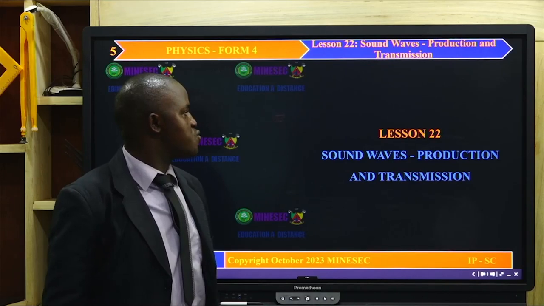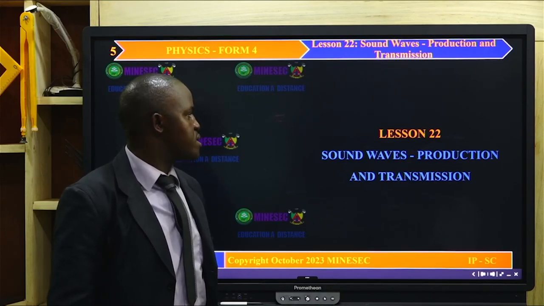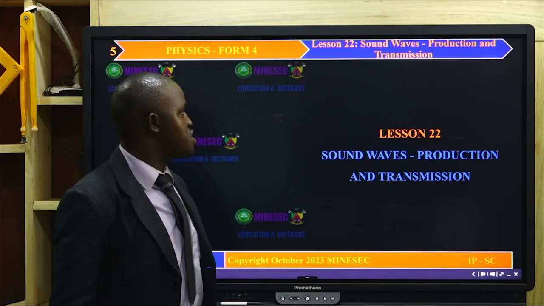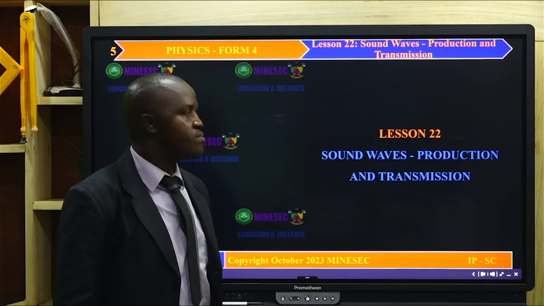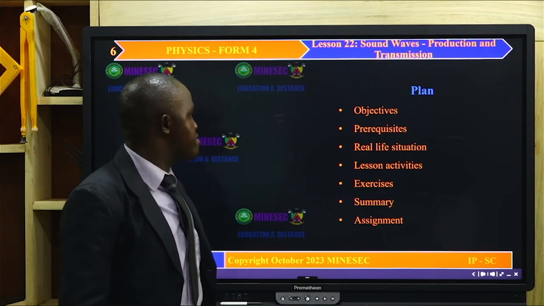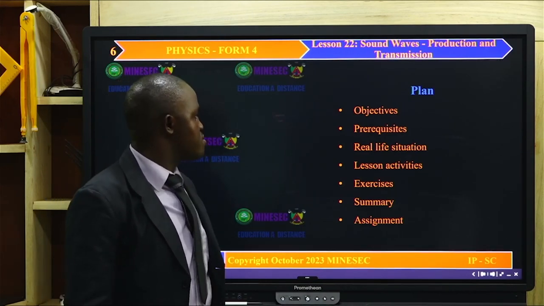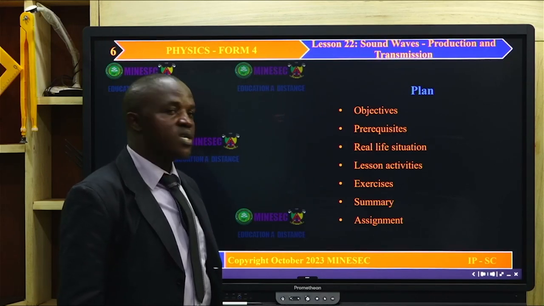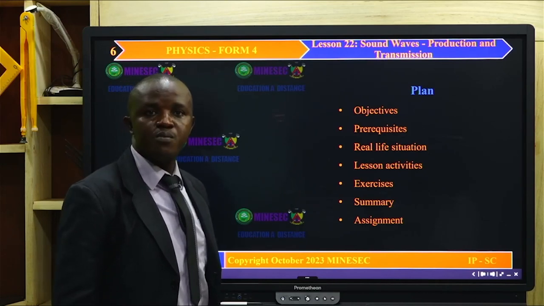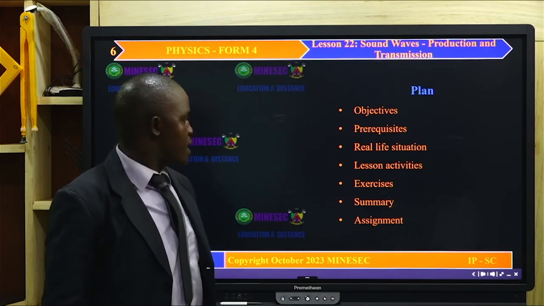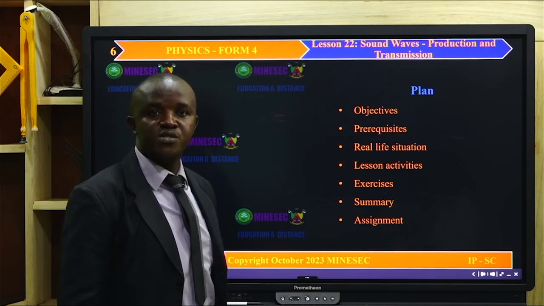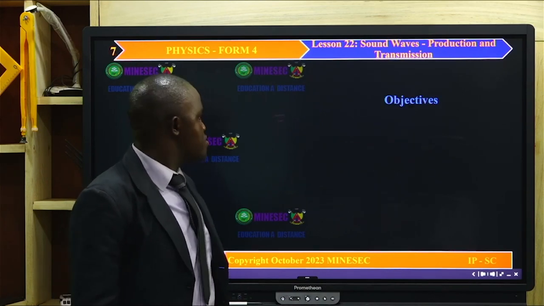Our focus is lesson 22, and we are looking at sound waves, its production, and how it is transmitted. So, production and transmission of sound waves. Here's the plan of the lesson that we have for today. We are going to have some objectives for the lesson. The prerequisites, we shall examine a real life situation. We shall look at the lesson activities, then some exercises. After that, we shall have a summary of the lesson and some assignments for you to find out how well you have understood the lesson of today. Let's go right into the objective.